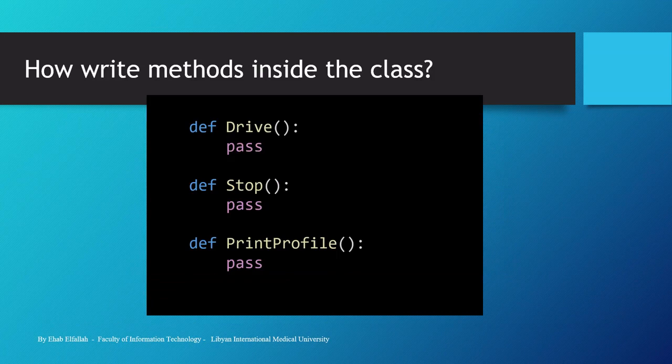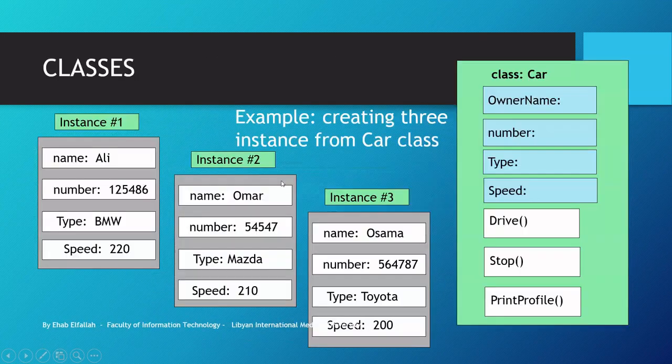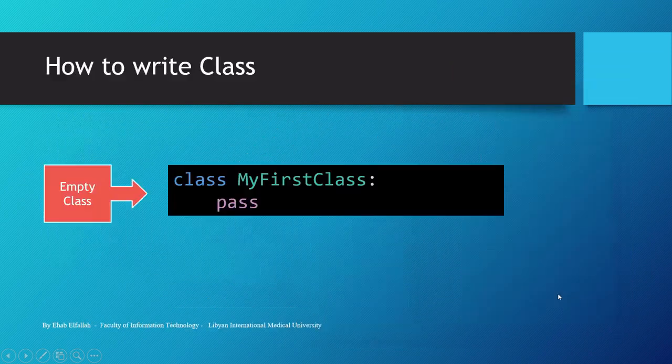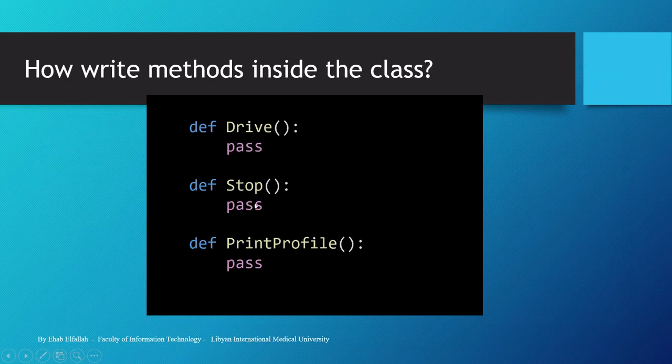And for the methods, we can define normal functions, but inside the body of the class. If the function is empty, we say pass, like here. If we go back, we have drive, stop, and print profile. We have 3 methods. So here we define 3 methods: drive, stop, and print profile.